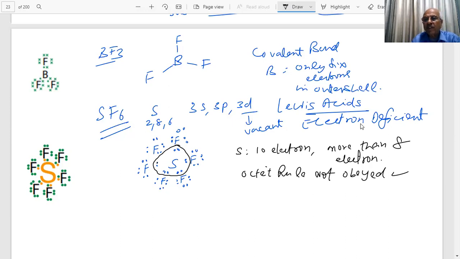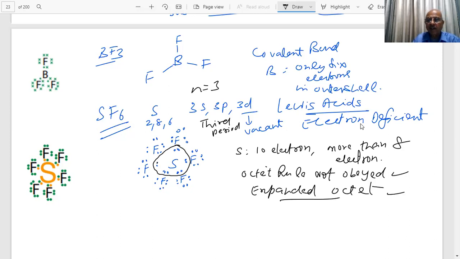Such elements, which have a vacant 3d orbital, belong to which period? n equal to 3. They are in the third period. So they can increase their octet. They can expand their valency. They can expand their octet. What we call an expanded octet. Is it clear? Yes, sir. All right.